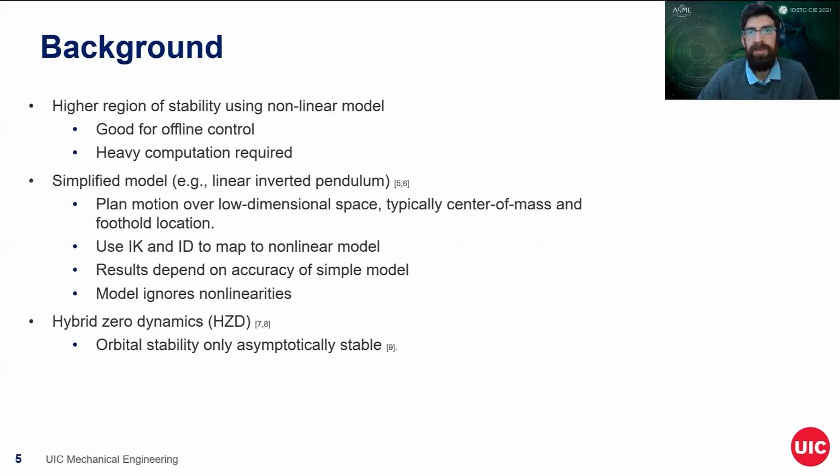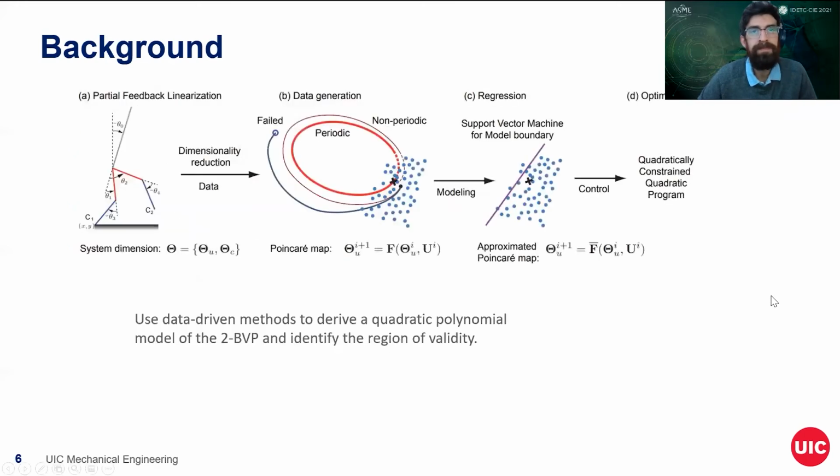One method uses a nonlinear model, another uses a simplified model that maps to a nonlinear model. And finally, the hybrid zero-order dynamic model does control synthesis using a high-dimensional model.